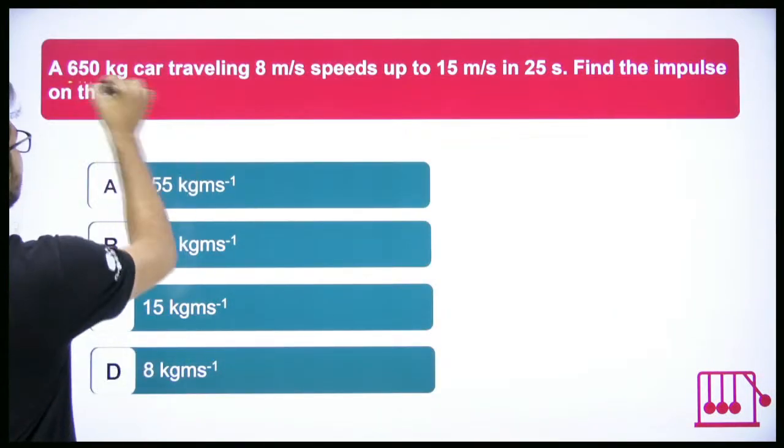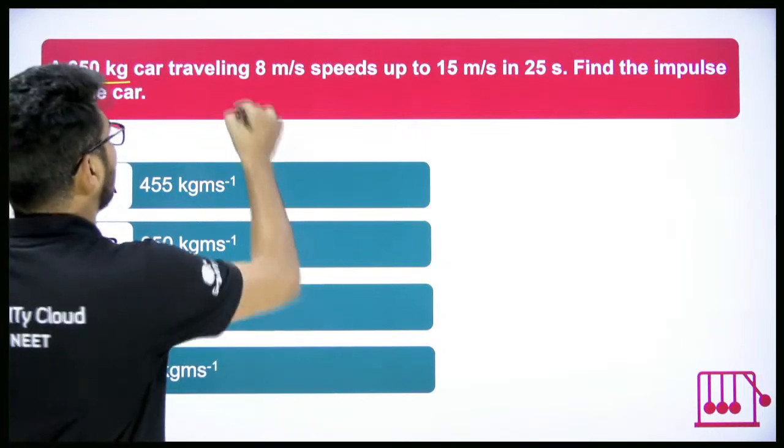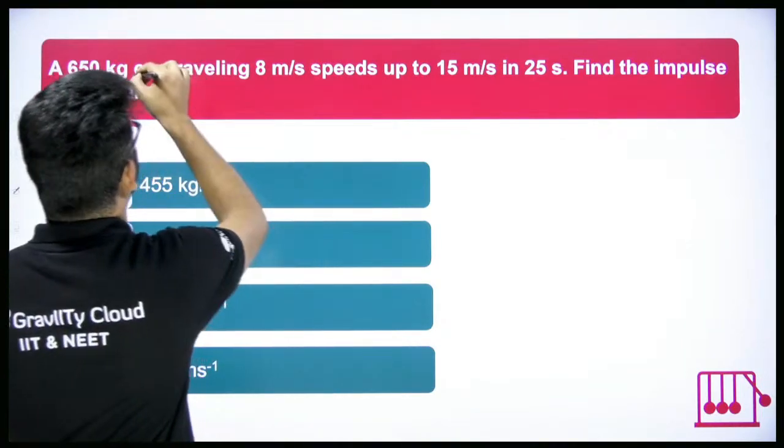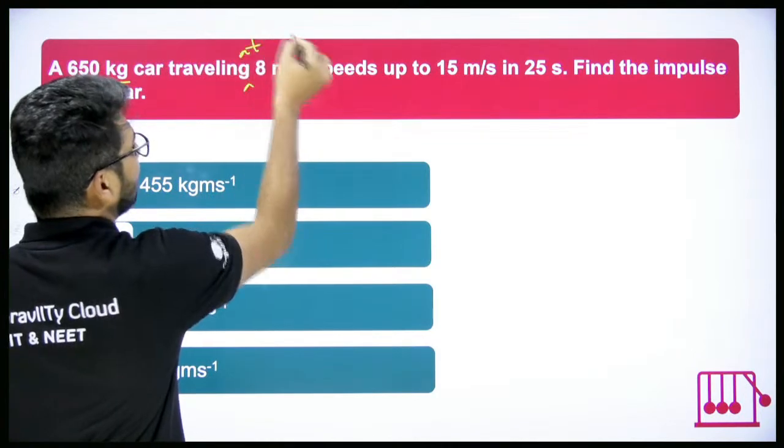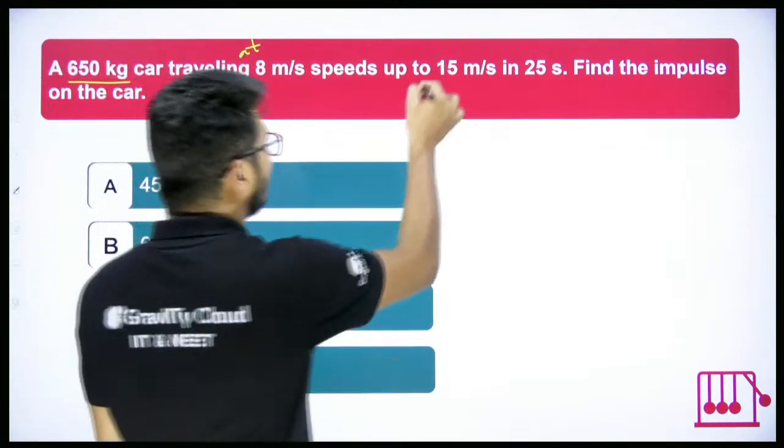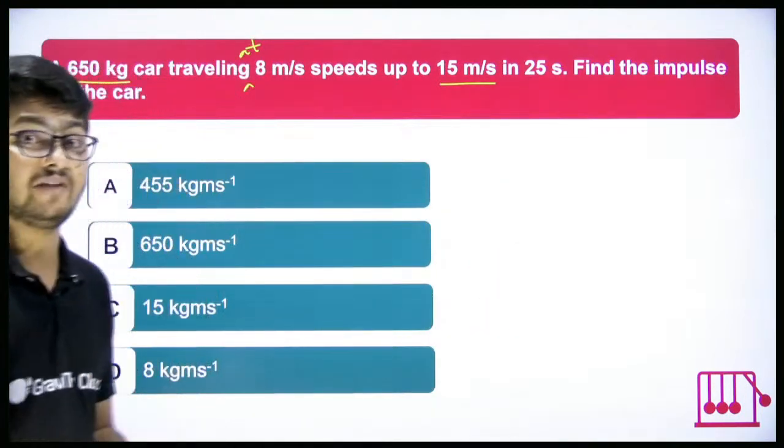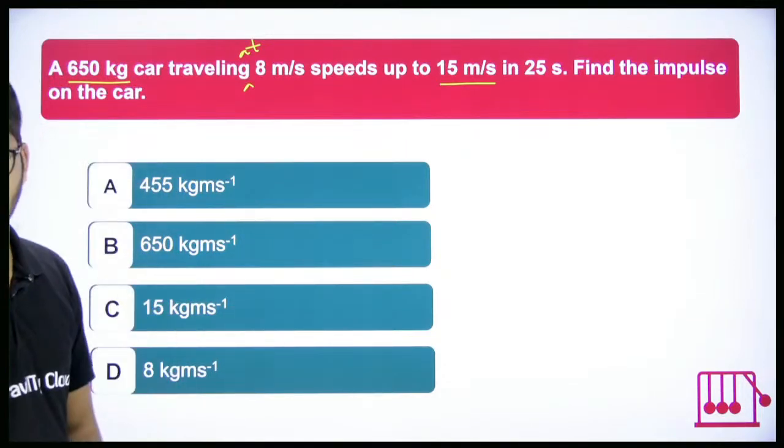A 650 kilogram car traveling at 8 meter per second speeds up to 15 meter per second in 25 seconds. Find the impulse of the car.